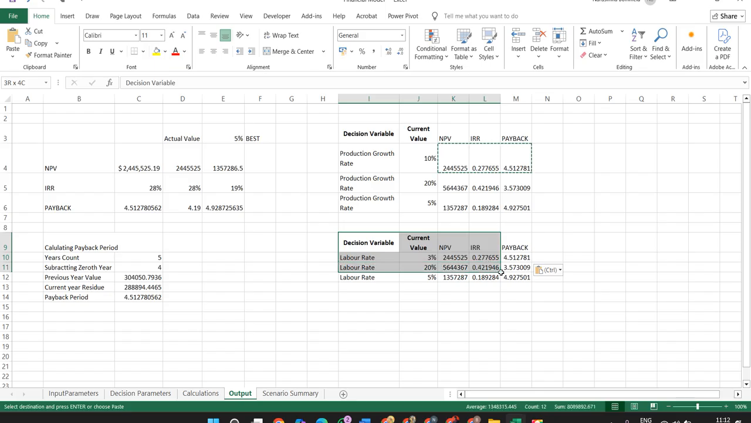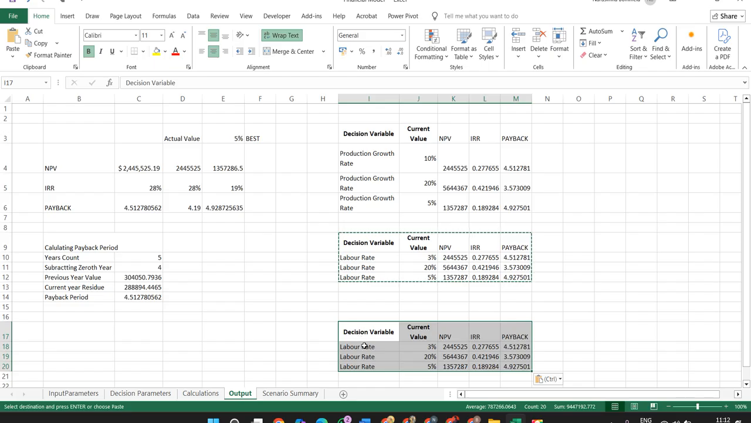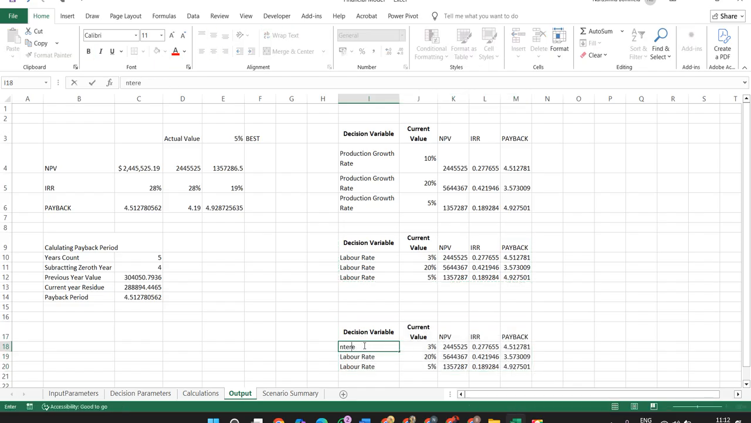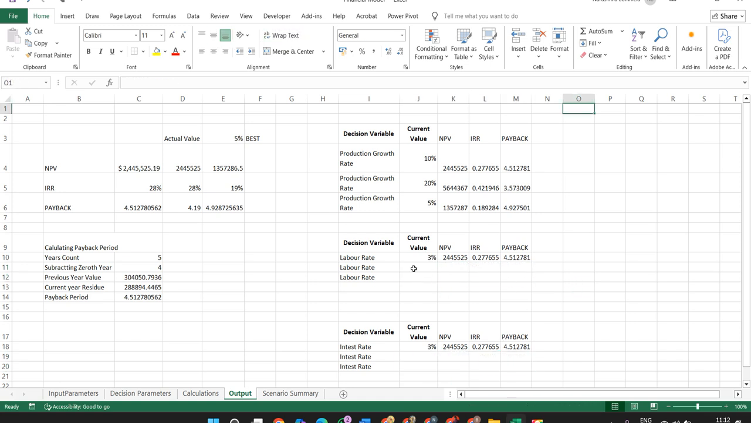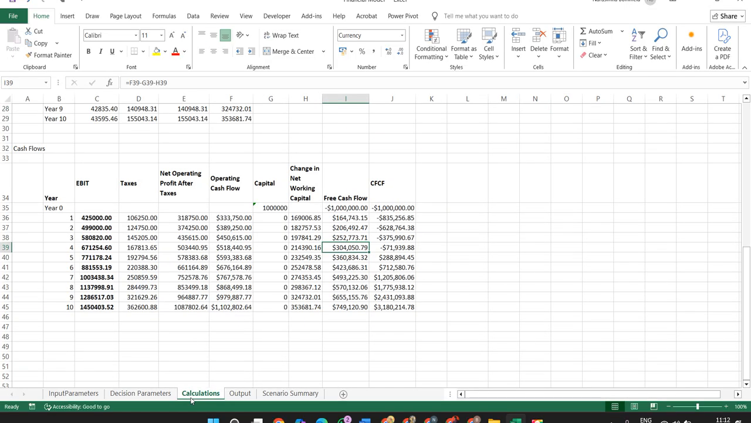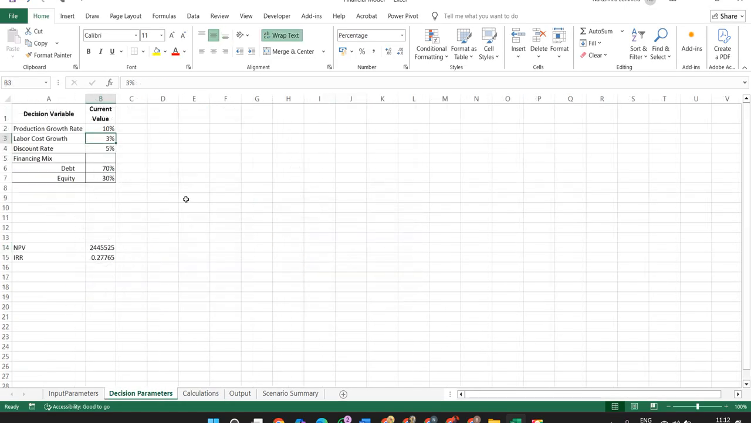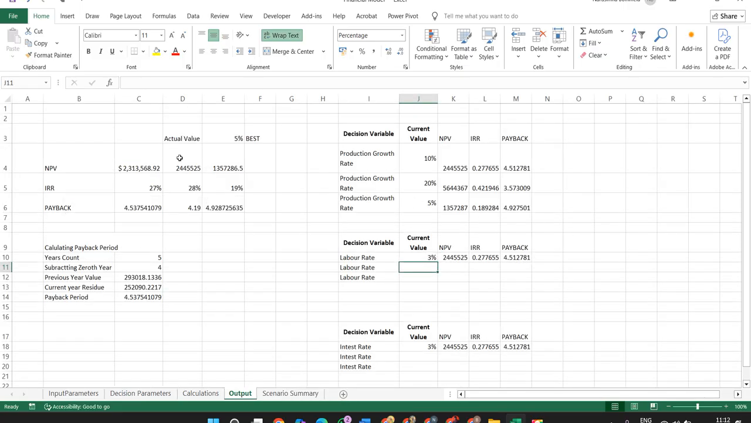This will be the same for interest rate also. So let us take interest rate, or discount rate, for this also. These two values we should change. So when we increase or decrease labor rate, how does it impact? Maybe first let me increase it to 5%. So what is the value? These three values.